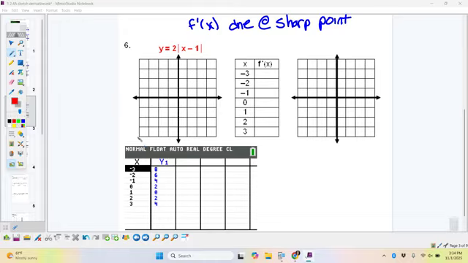Negative 3, 8. Well, that's off this grid, so okay, that's negative. All right, let's do negative 1, 4. 0, 2, 1, 0, 2, 2, and 3, 4. So we have that same V shape, but now with the transformations, it's shifted to the right 1 and a vertical dilation of 2.